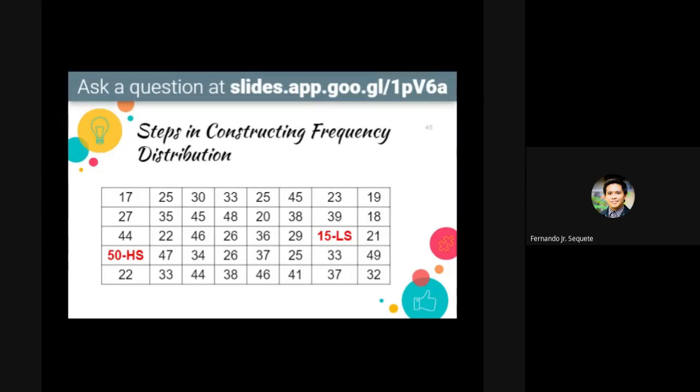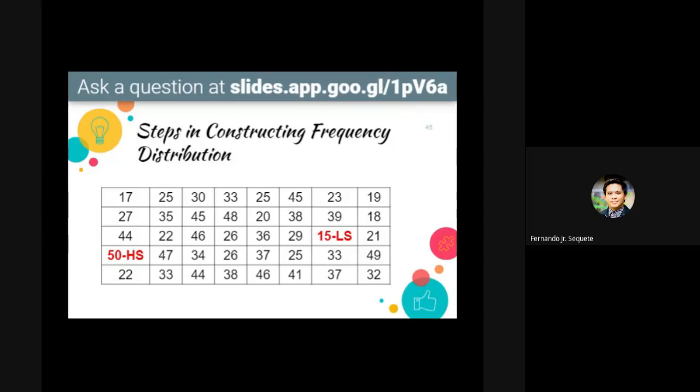Then ang gagawin daw natin children, ang pinakauna, diba, hanapin natin yung highest score at saka yung lowest score. So according to here, ang highest score daw natin is 50. And then the lowest score is 15. Nakita?